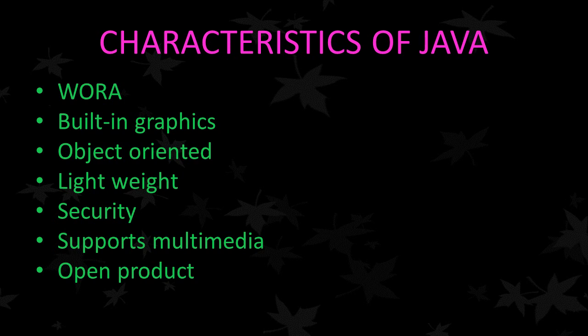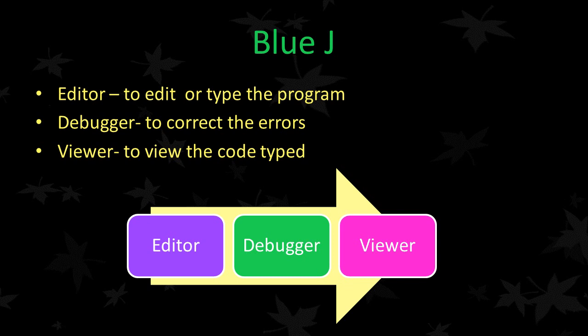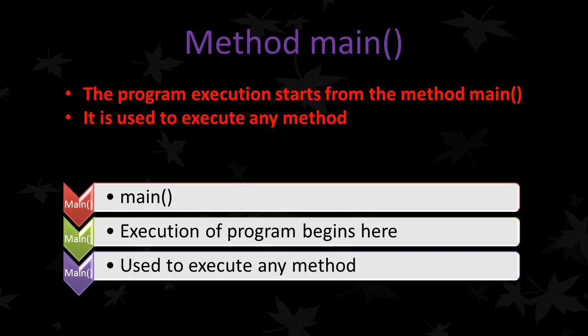Content of BlueJ. Editor, to edit or type the program. Debugger, to correct the errors. Viewer, to view the code typed. Method main: the program execution starts from the method main. It is used to execute any method.